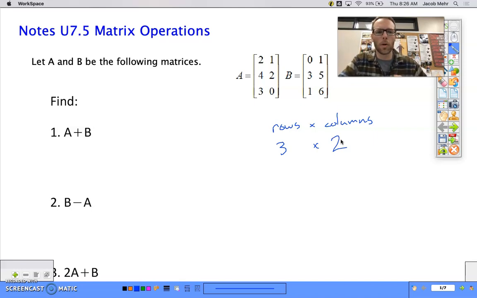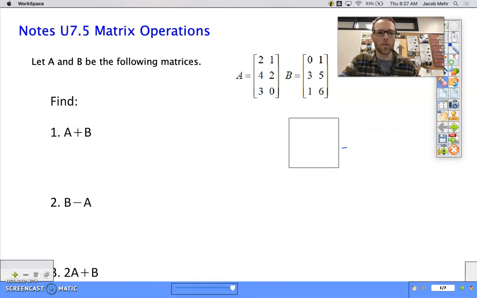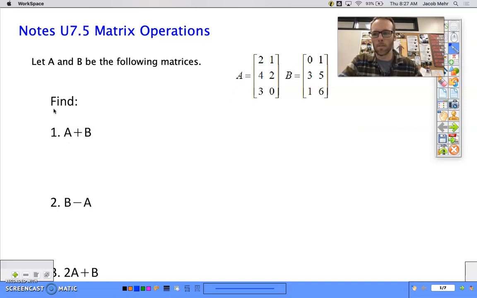Okay, so just a little bit about that dimension stuff, and that's going to be important a little bit later on. So like I said, each number is called an element of the matrix. We can talk about their dimensions. We name matrices with capital letters. So notice this is a capital A, that's this matrix, and a capital B is that matrix. So let's do some operations here.